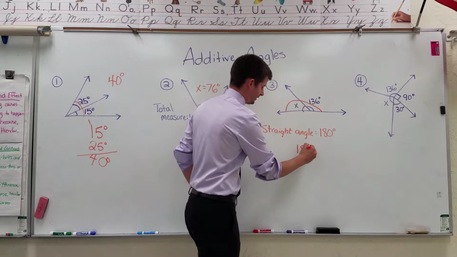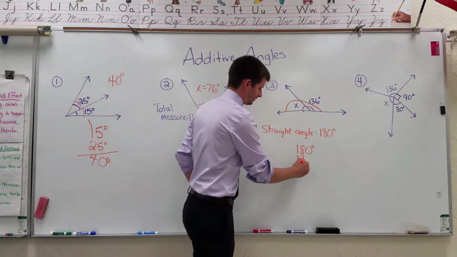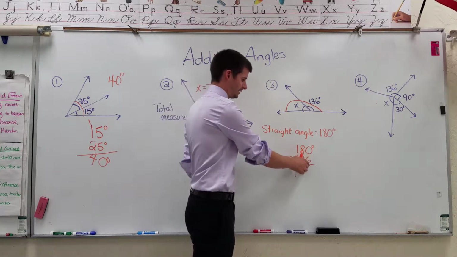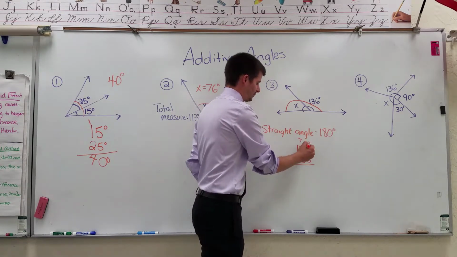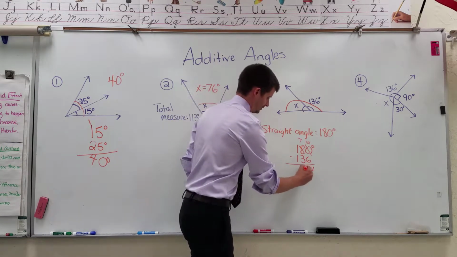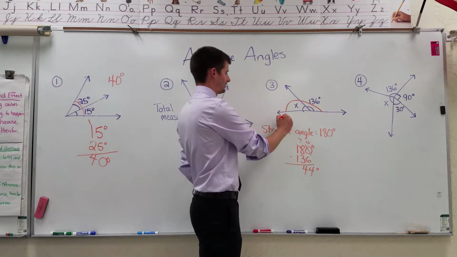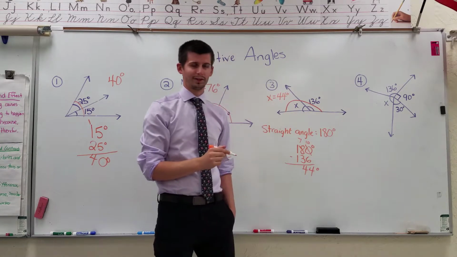So I'm going to do 180 degrees. I have part of it. I know it's 136. So 136. Now I can subtract. Can't take 6 away from 0, so I need to regroup. That 8 becomes a 7, the 0 becomes a 10. And now I can subtract, and I get 44 degrees. So this angle x must be 44 degrees.